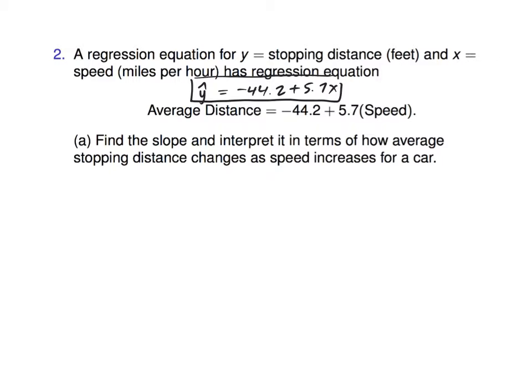All right, find the slope and tell me what it means. So first of all, what is it? Negative 44.2. Ooh, no, 5.7. Yeah, right on.